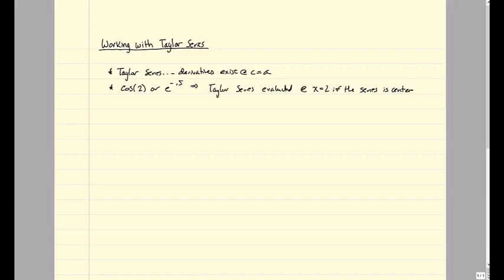Now for my second one here, I would take my Taylor series and evaluate it at x equal negative 0.5 if the series is centered at 0. So that's a couple things that we can do with series.